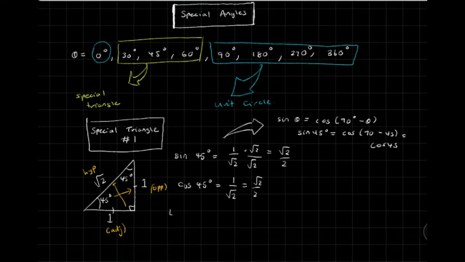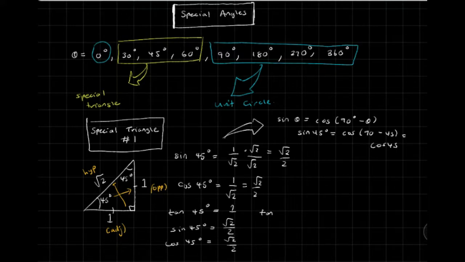And tan 45 degrees is basically equal to opposite over adjacent, which is 1. So therefore, the values for the special triangle number 1 here, right, we can notice that sine 45 degrees is square root 2 over 2. Cosine 45 degrees is square root 2 over 2.